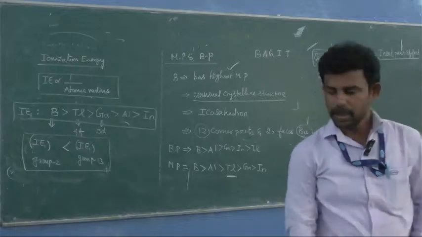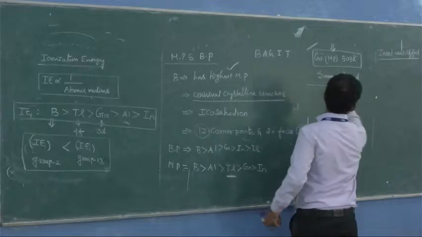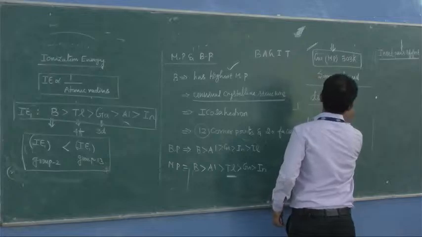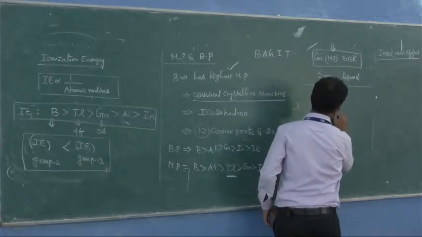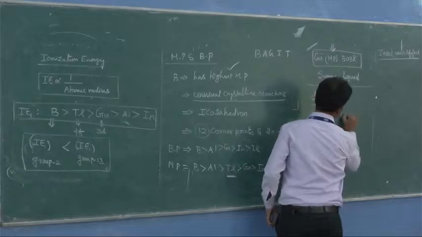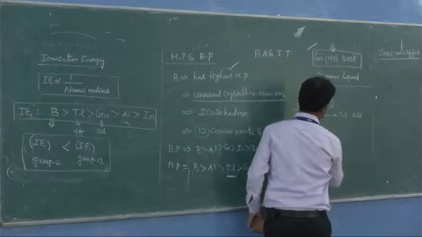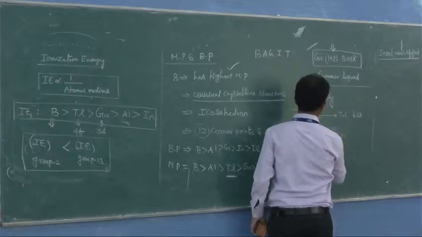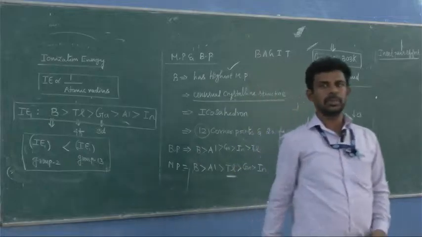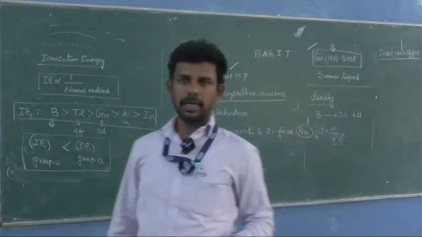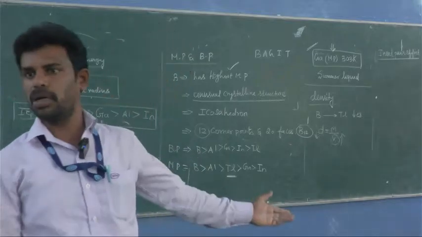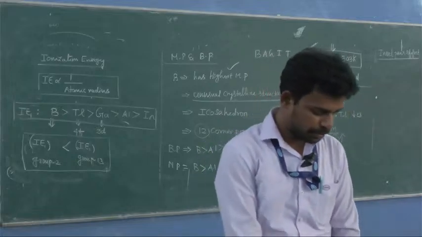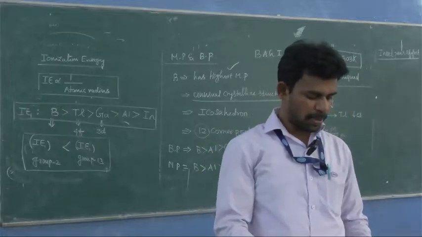Next point. Next is going to be density. Okay, density: down the group, density decreases. From boron to thallium, density decreases. Why? Because what is the density formula? Mass by volume. Now, as atomic volume increases, density decreases. So which one has the highest density? Obviously boron. Down the group, density is going to decrease. Is it clear? Yes. These are the few important points that you have to remember.